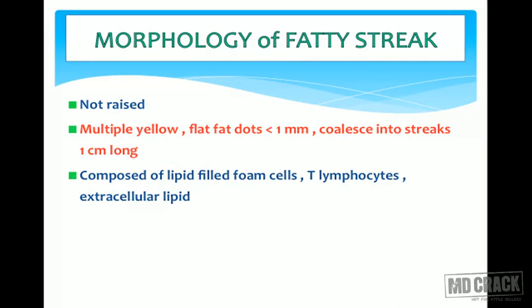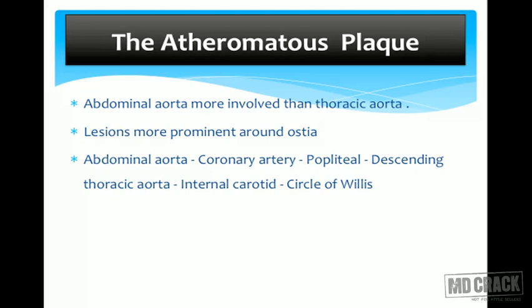It appears as multiple yellow flat dots of less than 1 millimeter in size. They coalesce into streaks of almost up to 1 centimeter in length. It is composed of lipid filled with foam cells, T cells and even extracellular lipid. The atheromatous plaque is very common in the abdominal aorta.